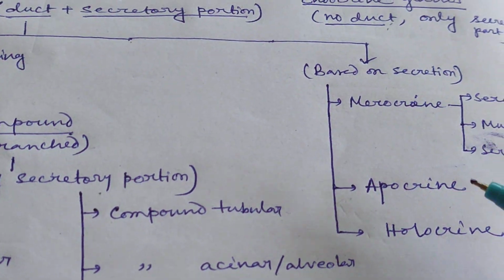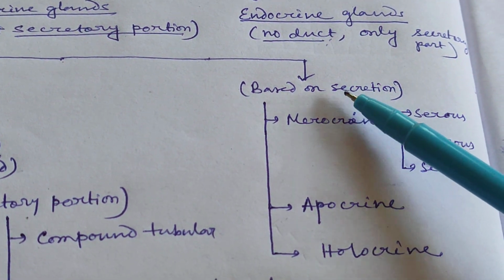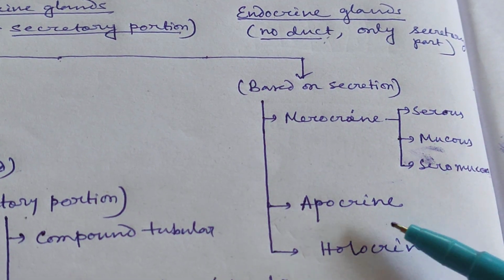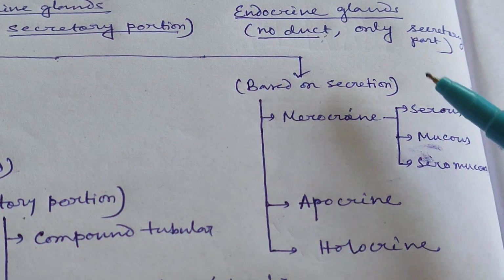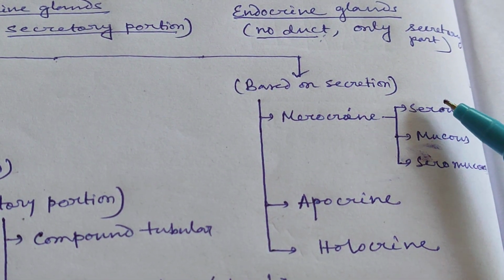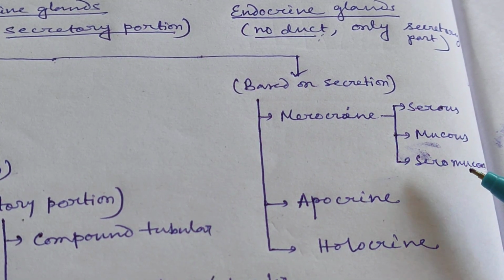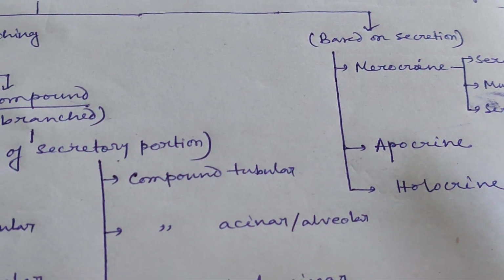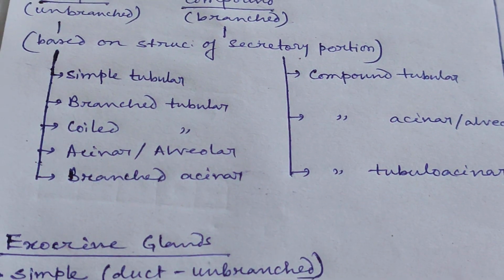On the other hand, based on secretion, we can also classify exocrine glands into three different types: merocrine gland, apocrine gland and holocrine gland. Merocrine gland can also be divided into three main types: serous gland, mucus gland and seromucous gland, based upon their nature of secretion. So one by one we will discuss each type of exocrine glands present in our body.